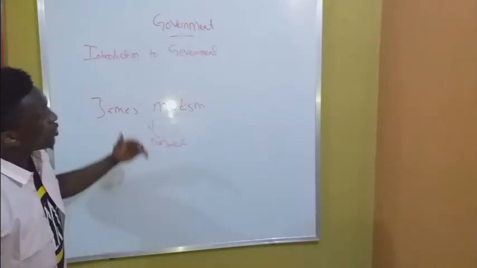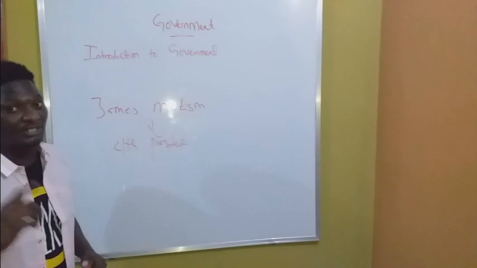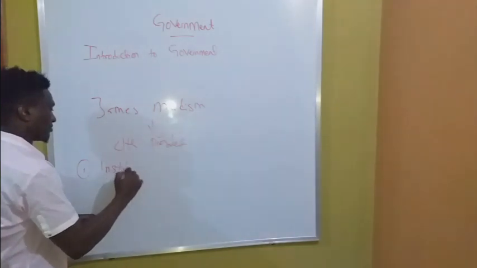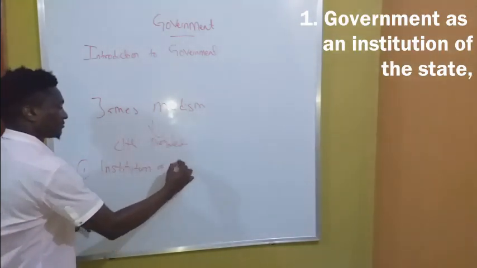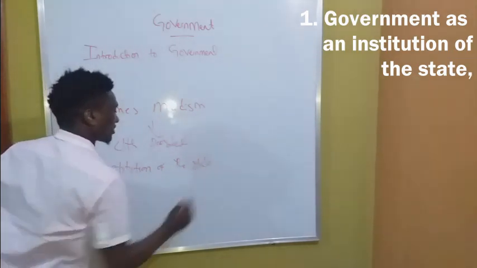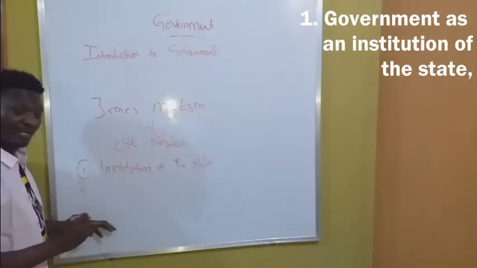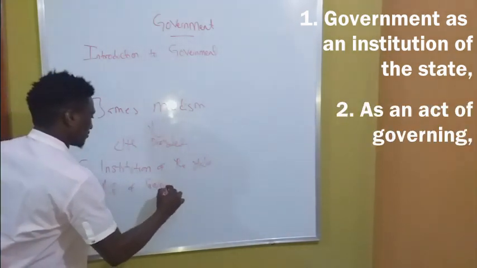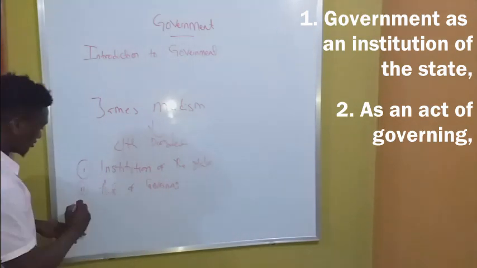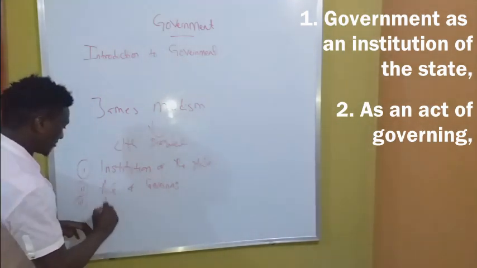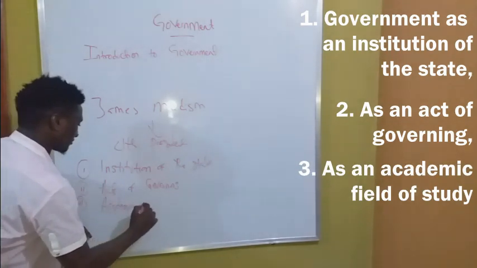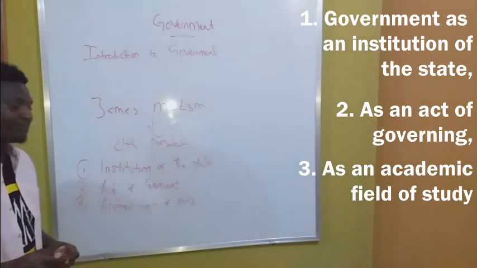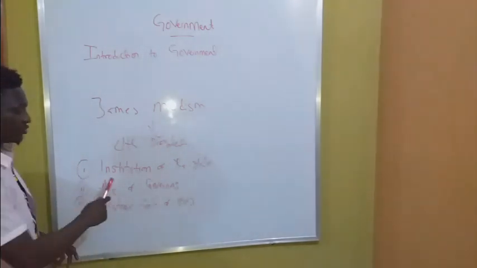For the sake of this discourse, we shall be discussing government under three broad categories. The first one, government as an institution of the state. Secondly, government as an act of government. And the third, government as an academic field of study.